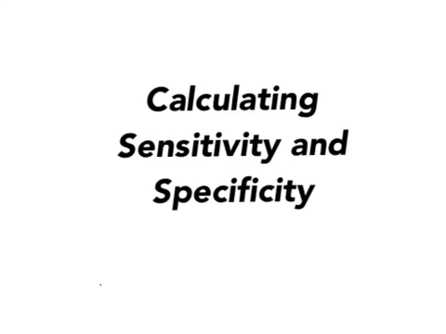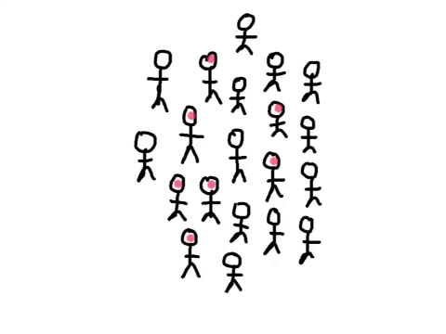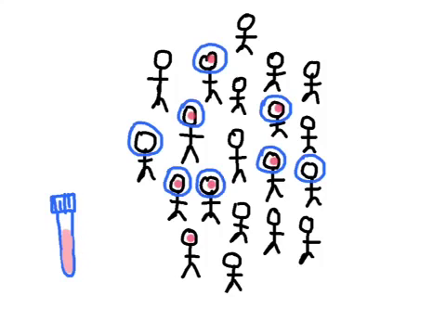So now that you have an intuitive grasp of sensitivity and specificity, we're going to show you how to actually calculate sensitivity and specificity. So this depicts 20 individuals, 7 of whom have a disease and the rest do not have the disease. The diseased people have the red dots on their heads. Then we do a blood test to determine who has the disease and who doesn't.